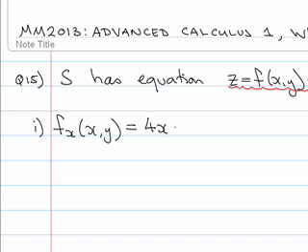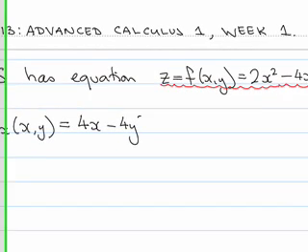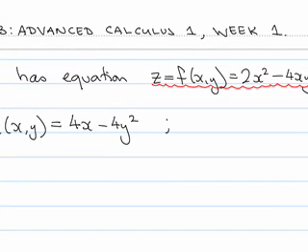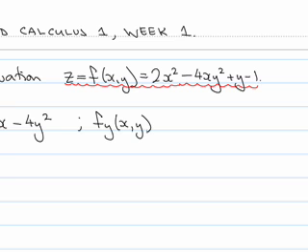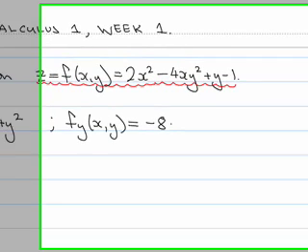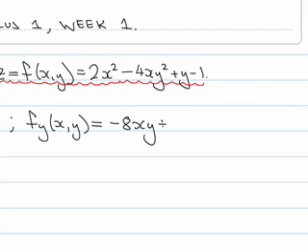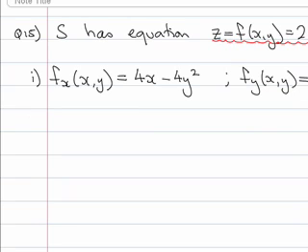4x minus 4y squared. We're also asked for the partial derivative with respect to y, and that gives us minus 8xy plus 1. So that gives us the first two partial derivatives. The second part asks us for the coordinates of the stationary points on the surface.